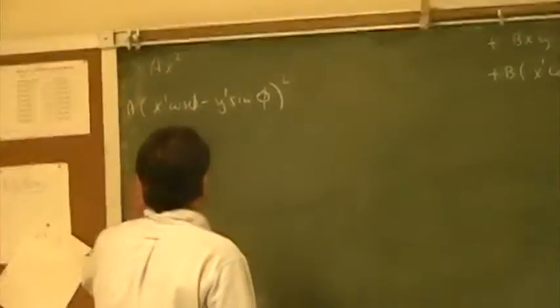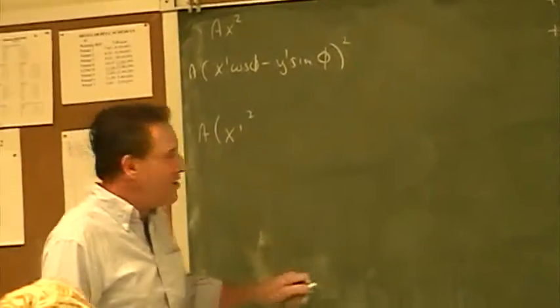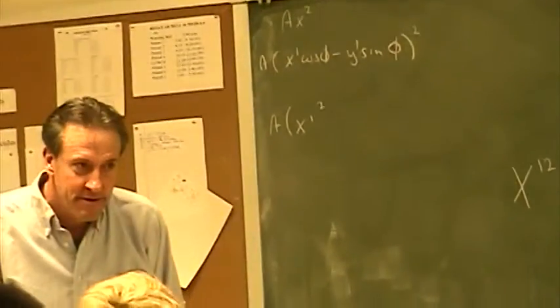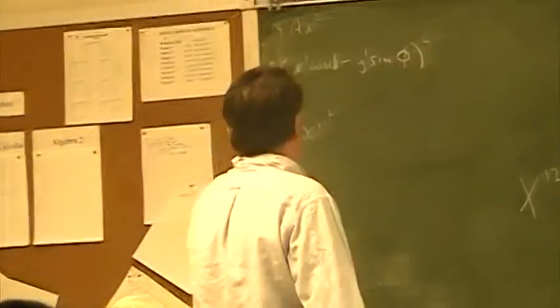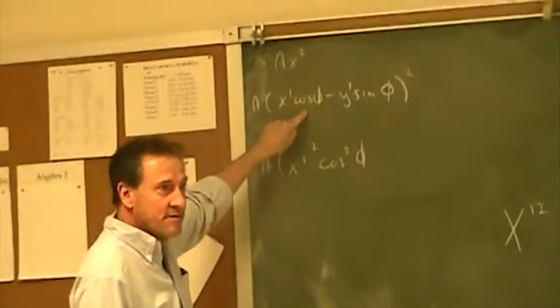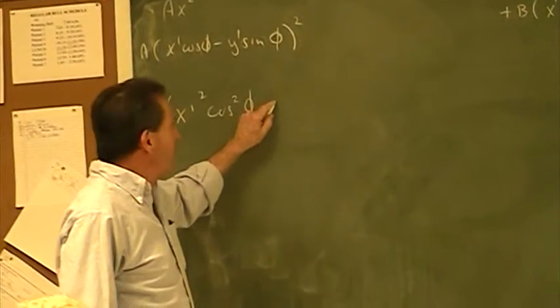Now the grunt work. This is when you hire teaching assistants. A times X prime squared. Now, don't write it X prime squared because it looks like X to the 12th. Square the first term. Cosine squared phi is that term squared. What's the middle term? Double the product.